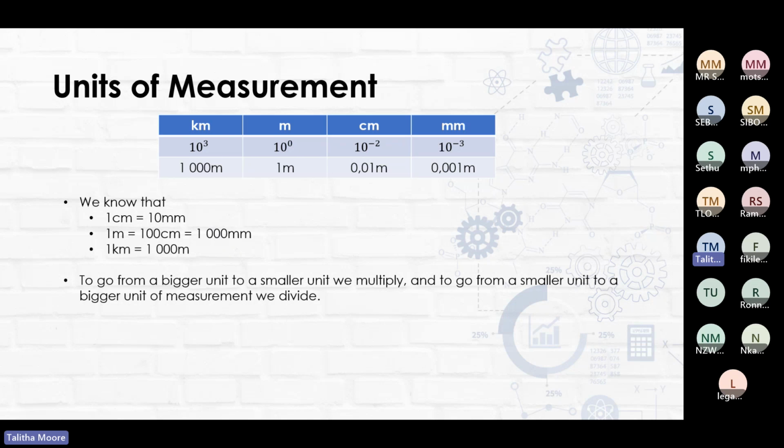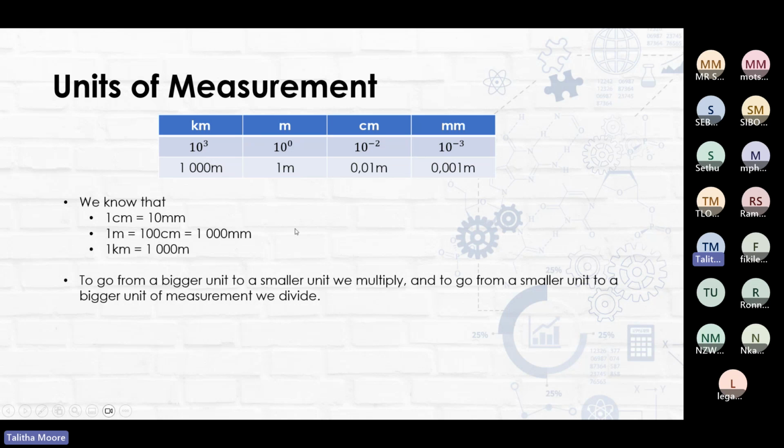And we know that kilometers is 10 to the 3 meters. 1 meter is 10 to the 0. Centimeters is 10 to the minus 2, and millimeters is 10 to the minus 3. You can see this as a measurement of meters. We know that 1 centimeter is 10 millimeters. 1 meter is 100 centimeters or 1,000 millimeters. And 1 kilometer is 1,000 meters.